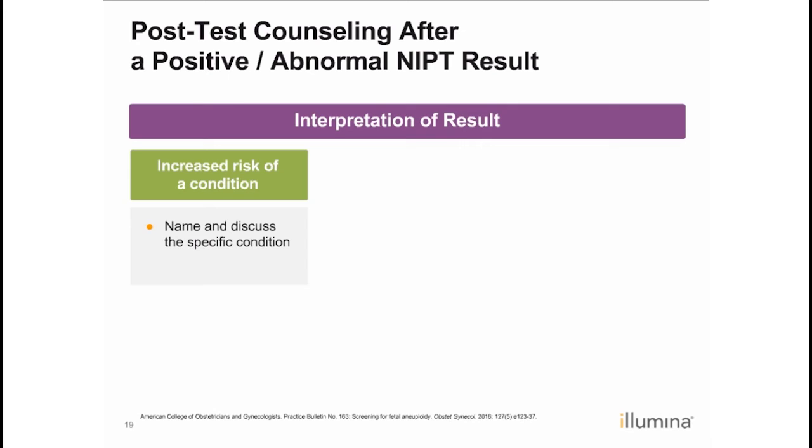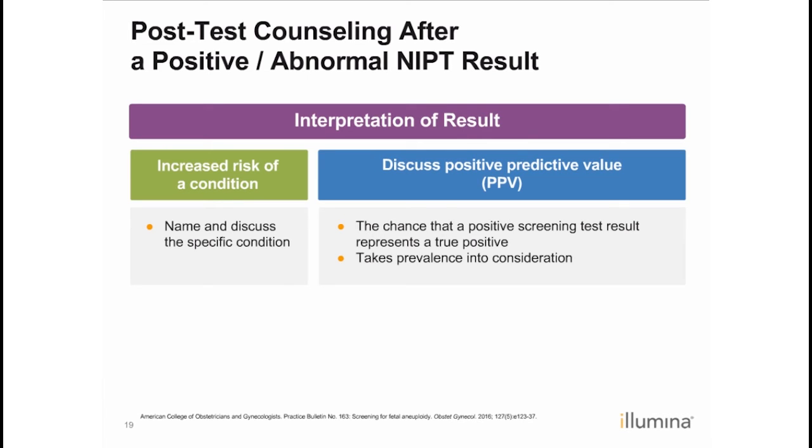The patient should understand that the result is associated with a significantly increased chance that her pregnancy is affected with that condition, but the result does not mean the pregnancy is definitely affected. Positive predictive value, or PPV, can be helpful to consider when communicating the interpretation of a positive NIPT result to a patient. PPV takes into consideration the prevalence of a condition in a certain population and helps to answer the question, given the positive NIPT result, what is the chance that this patient's baby is affected with a specific chromosomal condition?